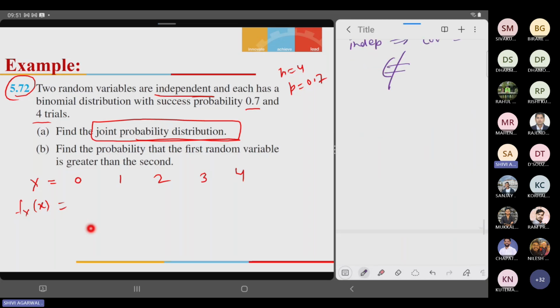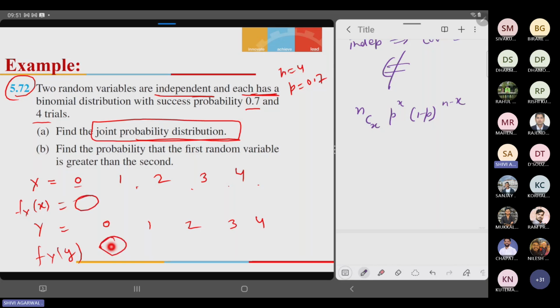Or you can calculate it by using nCx, p to the power x, q to the power n minus x, where instead of q we use 1 minus p. You put x equal to 0, 1, 2, 3, 4 and so on. Then similarly you can find y. Y is also 0, 1, 2, 3, 4, and each has the same values. The same values are coming.